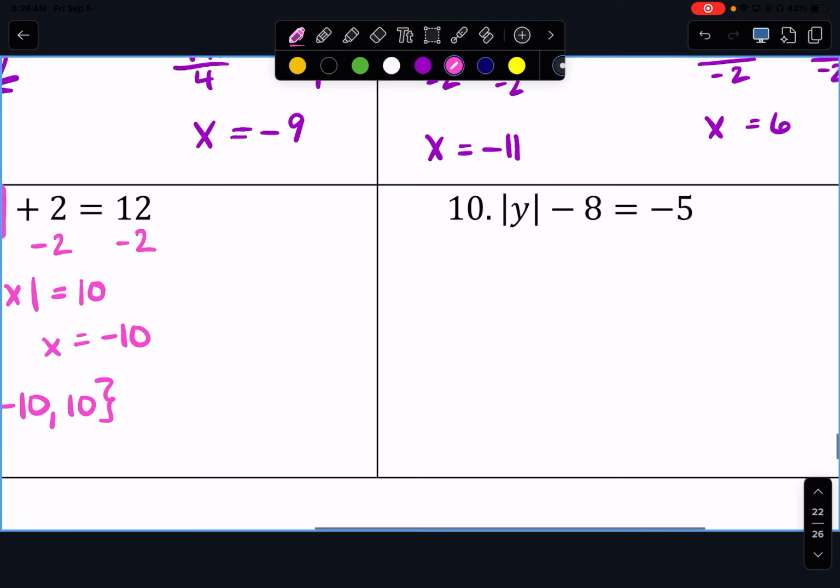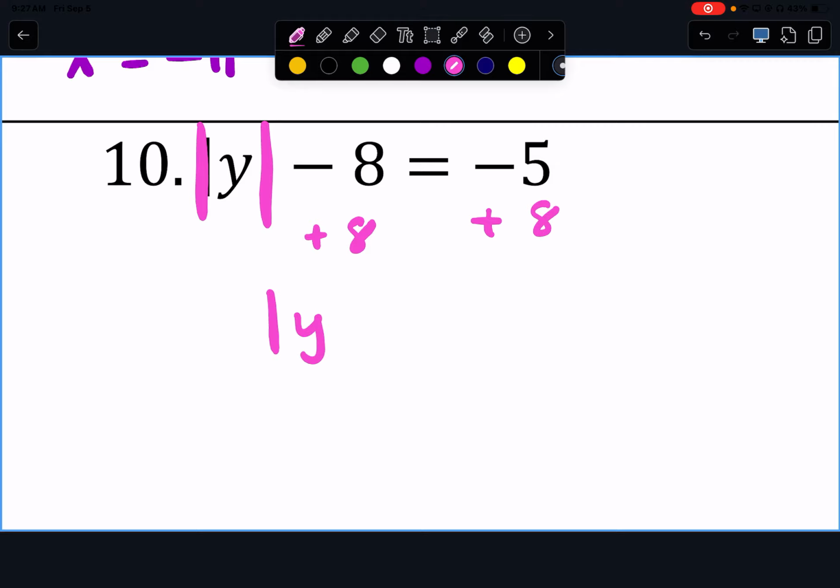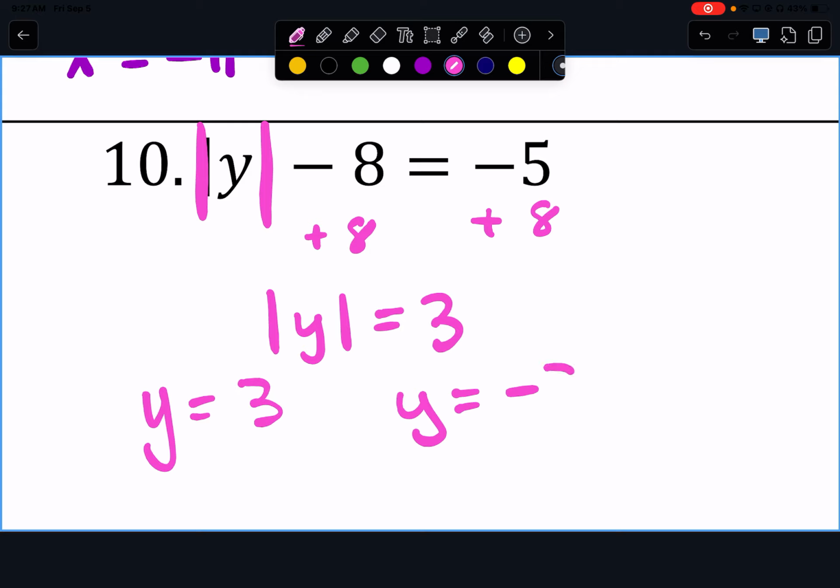Now, number 10, what do I do here? Add 8. We need to isolate the absolute value of y, so we need to add 8. So we get the absolute value of y is equal to, what is negative 5 plus 3? Yep, so we get y equals 3, and y equals negative 3.